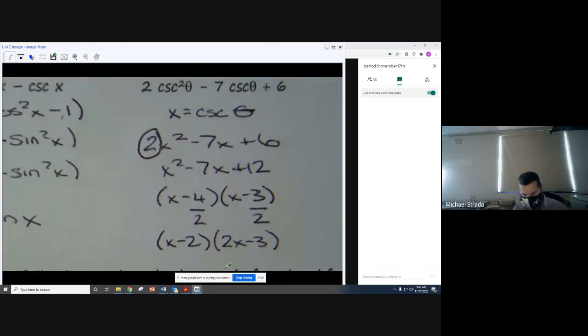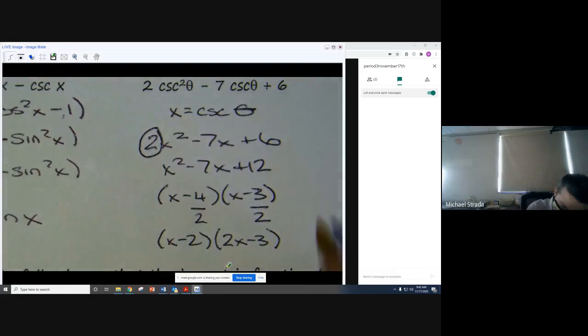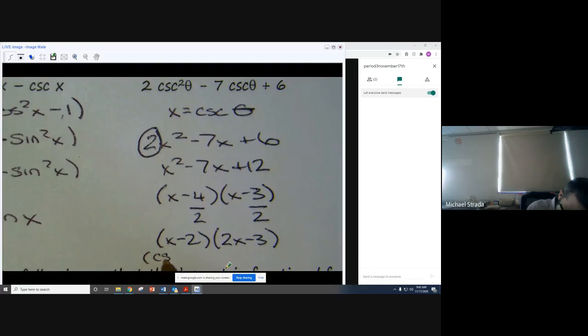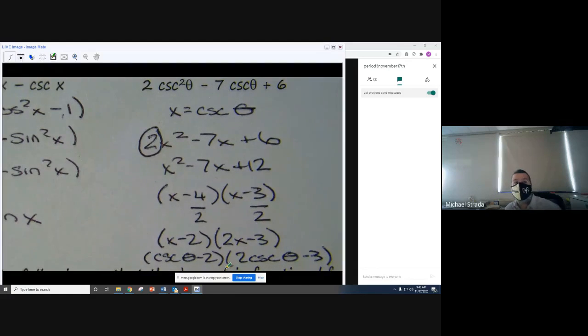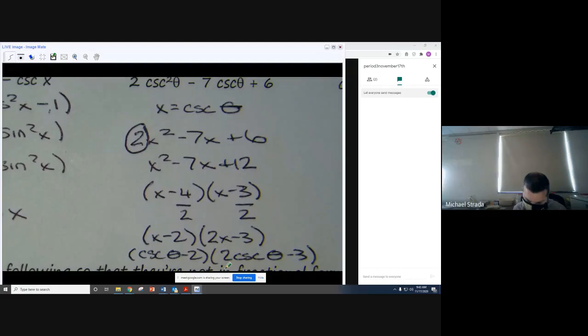And now, Jada, what did we make x? Cosecant theta. So our final answer is cosecant theta minus 2 times 2 cosecant theta minus 3. That's the final answer. These are going to make a lot more sense when we solve equations. Because then basically what you're going to do is set those equal to 0. Remember how you solve quadratics by factoring? You're then going to take those and set them in equal equations.